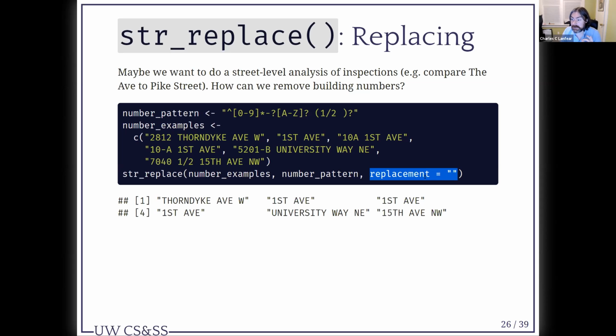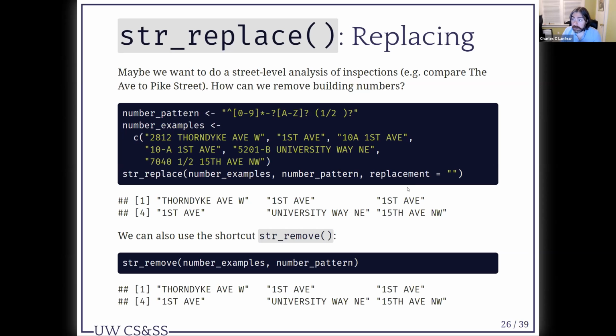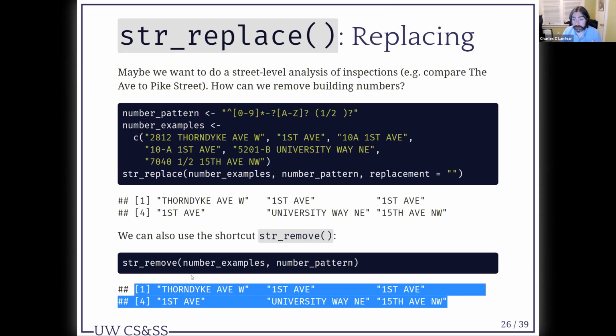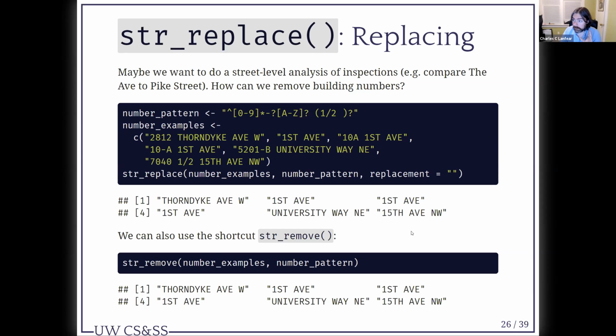Basically, this is the opposite of string extract. String extract only gave me what I matched. What this did is deleted what I matched. There's also a shortcut to do this called string remove. String remove, instead of having replacement, just defaults to deleting it. Otherwise, it works exactly the same. Okay, now let's walk through this mess of a regular expression.